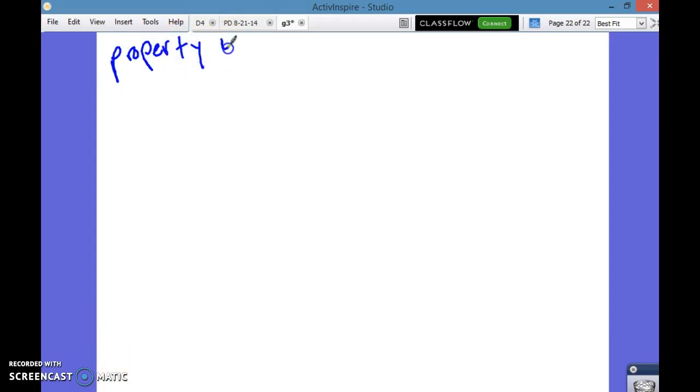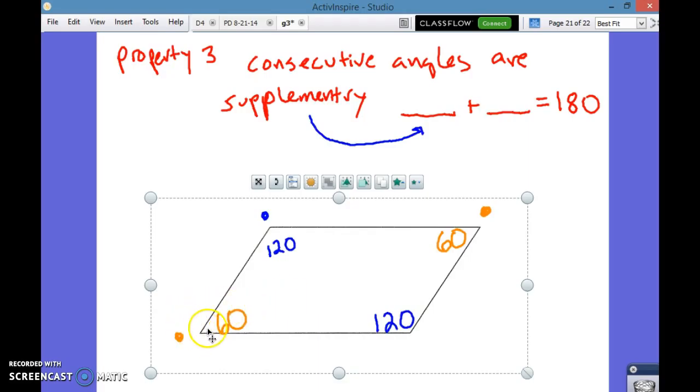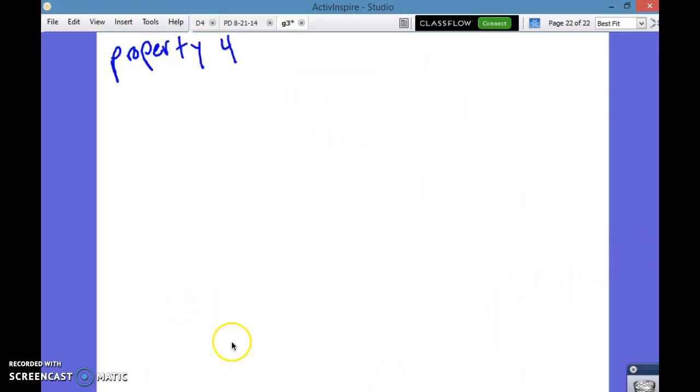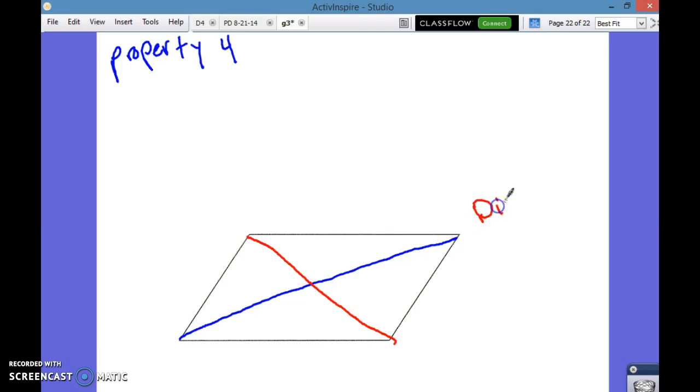All right, now our last property, property number 4, deals with the diagonals of a special quadrilateral. Let me copy one of these and send it over in our next slide. The diagonals, for those of you who don't remember, a diagonal is a line that connects two non-adjacent vertices. So our diagonals here would be connecting these two vertices, as well as connecting these two vertices. These would be our diagonals.